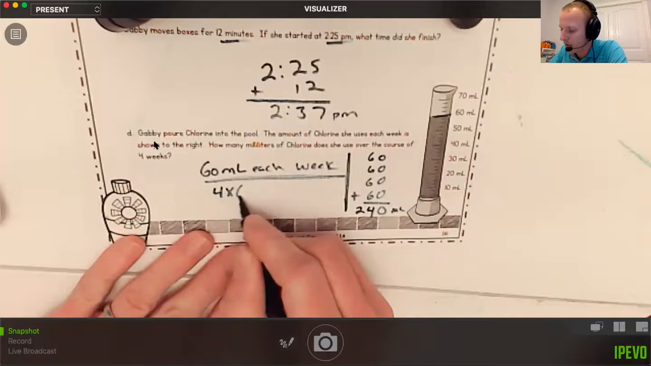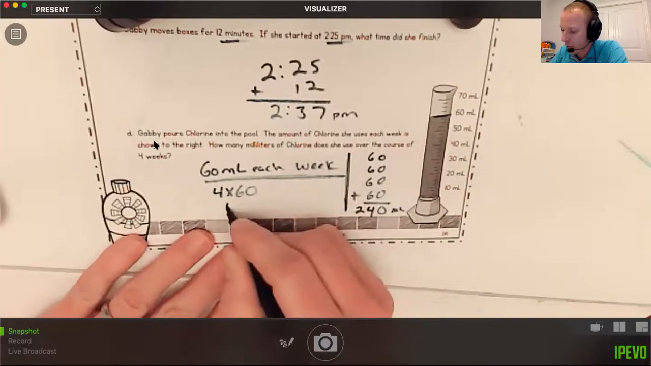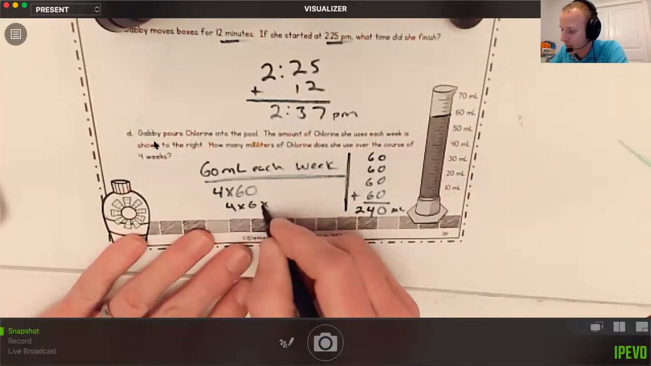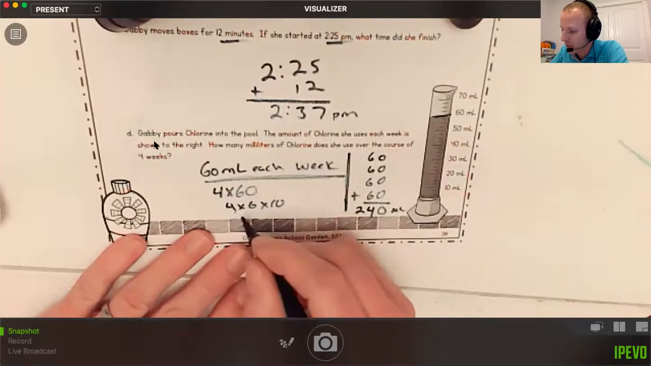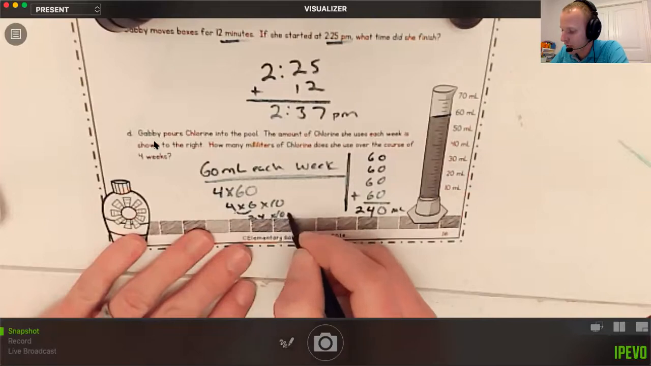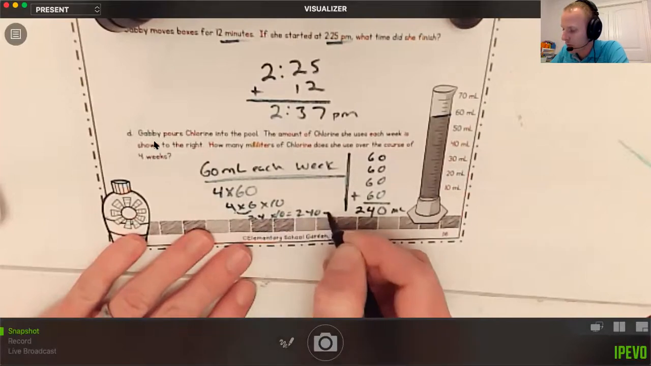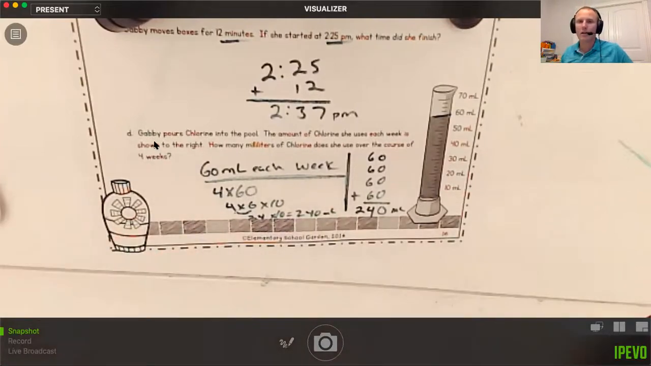Now the other way I could do that is I could say 4 times 60, which I then could turn into 4 times 6 times 10. I'd multiply my 4 and my 6 together to get 24 times 10 equals 240 milliliters. So we get the same answer either way. Whatever strategy you're more comfortable with is fine. You can do it either way.